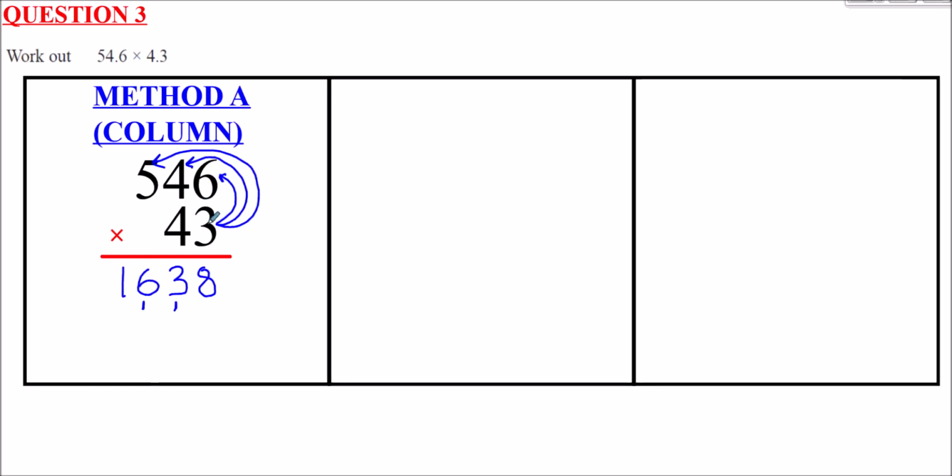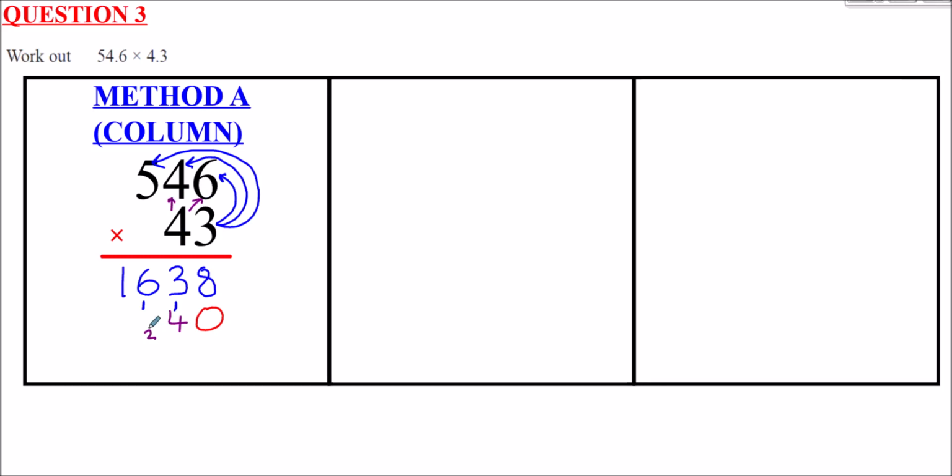We're then done multiplying with the 3. We now move on to the 4. However, this 4 represents 40, so we put a 0 down here so that we know we're talking about tens, not just simply units. Next, 4 times 6. 4 times 6 is 24. Put the 4, carry the 2.